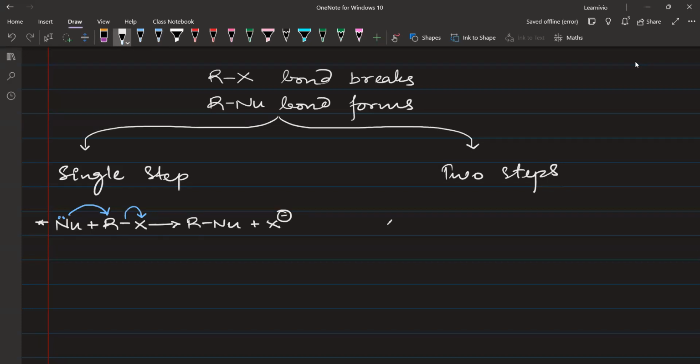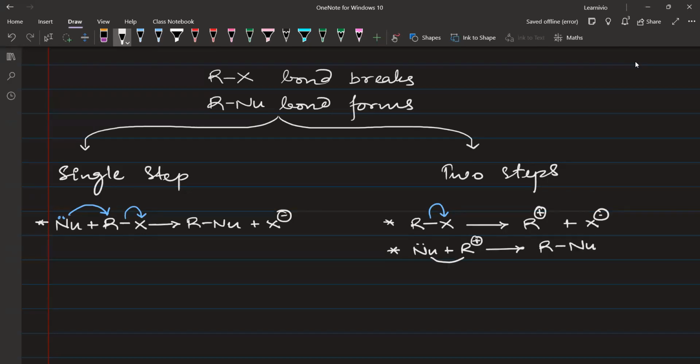In two steps, what should happen? First of all, the RX bond will break. So it will break like this. RX is going to give you R. Now where the electrons will go, which is more electronegative? More electronegative element is halogen atom for sure. So halogen will take the electrons and the R will get a positive charge plus X will get a negative charge. Now we have R positive, that is a carbon atom with a positive charge. And in the next step, what will happen? The nucleophile with its electron-rich component, it will come and attack on the R positive, right? And we will get RNu. Okay, so this attack is going to happen like this. Does this make sense? Yes or no? Please tell me.